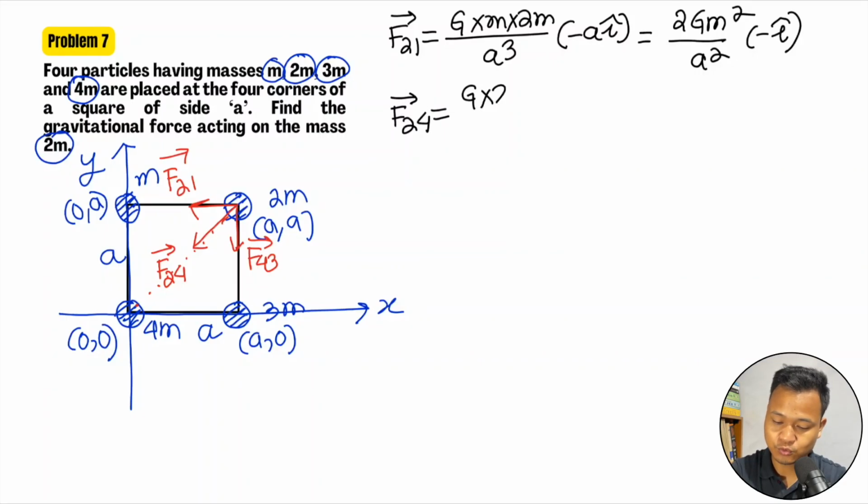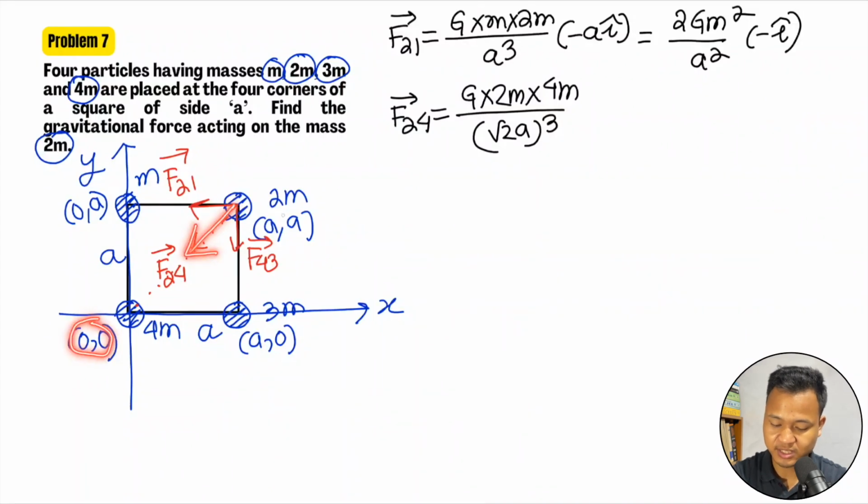So z into 2m into 4m divided by 2m to 4m distance, the diagonal. So this is root 2 into a, root 2 into a, the whole cube. Okay, now the vector, we will take the vector below.